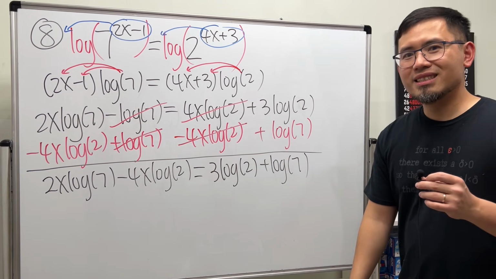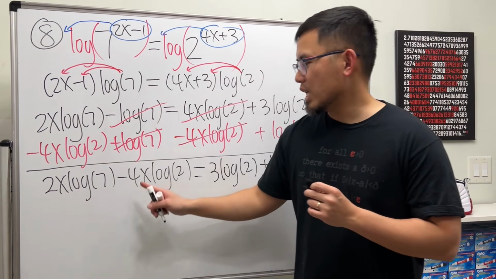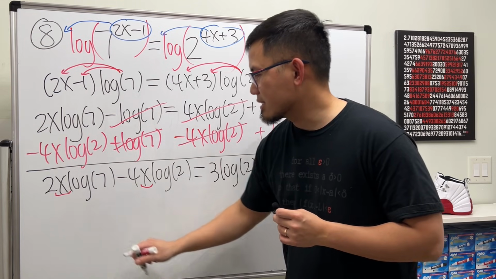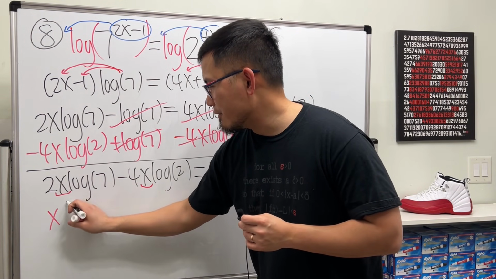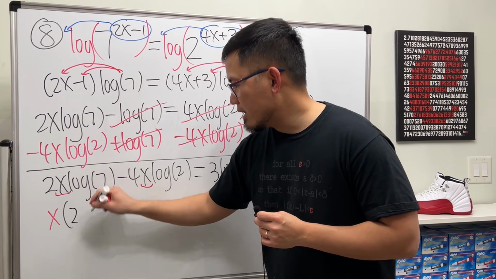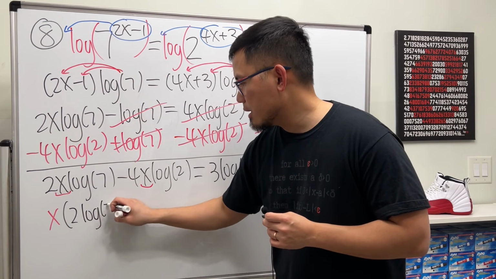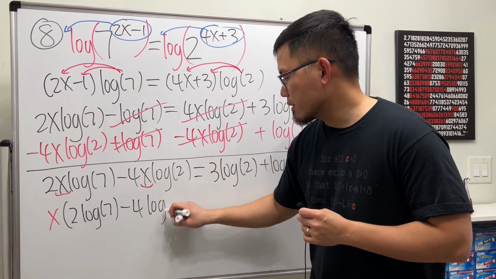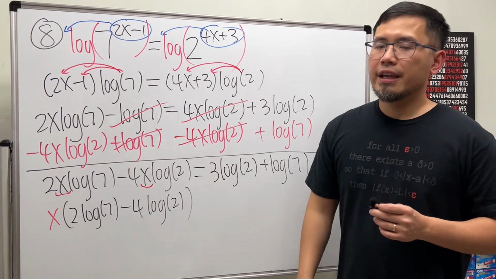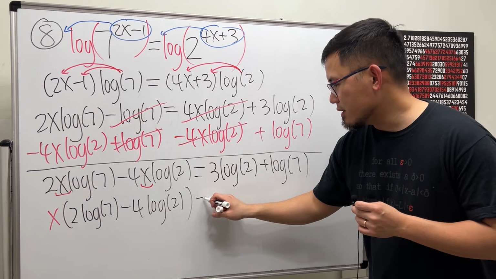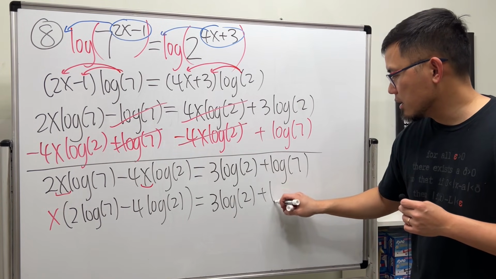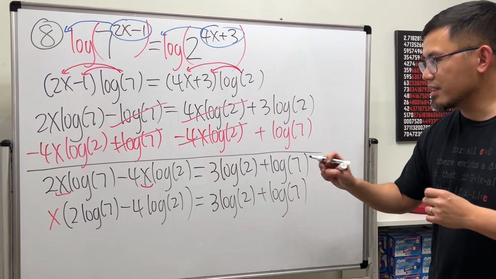What do we do next? Here we see the x, here we see the x. Let's factor that out, right? Let's factor out this x, put it in the front, and then we have 2 log of 7 minus 4 log of 2. And then the right hand side stays, just leave it. This is 3 log of 2 plus log of 7.